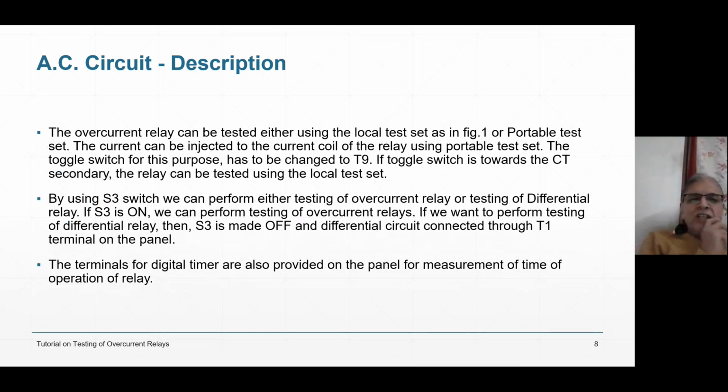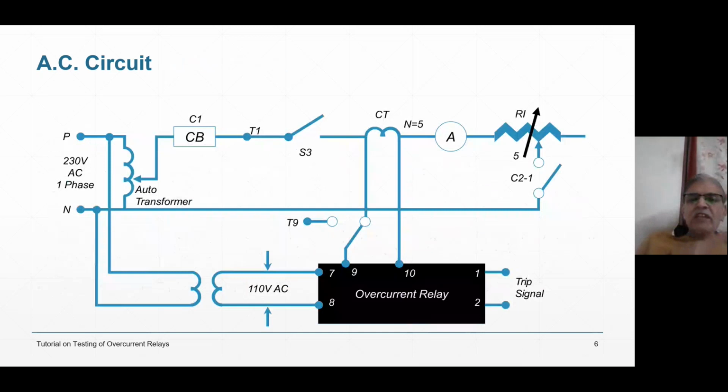The description of the AC circuit is, you can use the local test set, or if you want to use the portable test set, as I told you, you have to take the two-way switch to the T9 terminal, which is brought on the panel, and you can externally inject the current if you so want. Otherwise, you take it to CT secondary and use our test set. S3 switch is specifically given. The reason for giving the S3 switch is, I may want to test using the same panel. I do not want to use another panel. I can test a differential relay also.